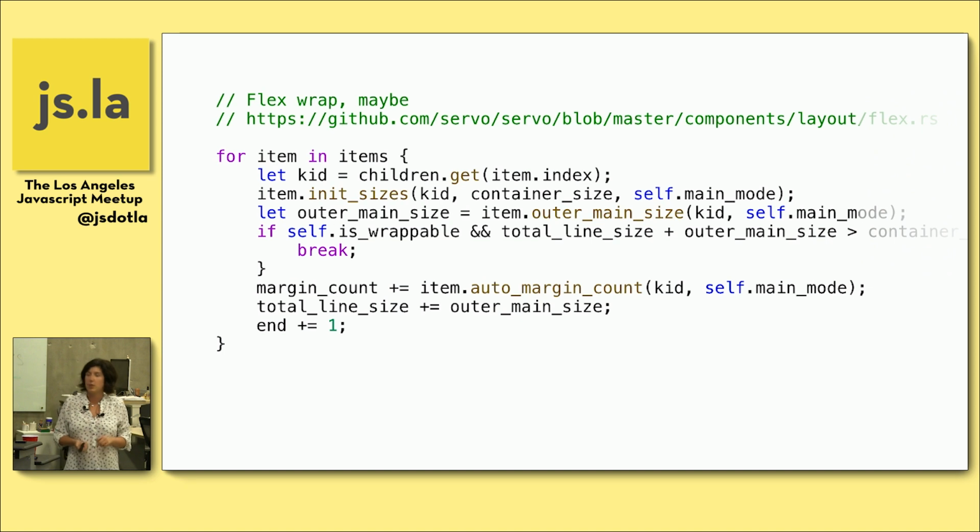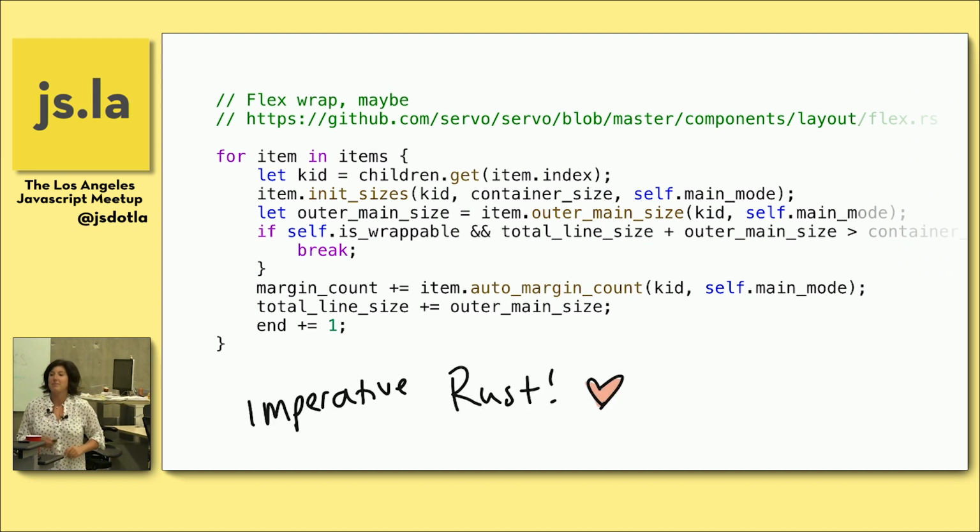Okay, so this is a little bit of Rust code from the source of Servo, which is the browser engine in Firefox Quantum. You can read this if you want to. Flex wrap maybe is my comment. I'm not sure if this is actually flex wrap, but this is a tiny snippet of the probably thousands of lines that make up what Flexbox does. And we don't have to write this. That's pretty awesome. Imperative Rust, love it.